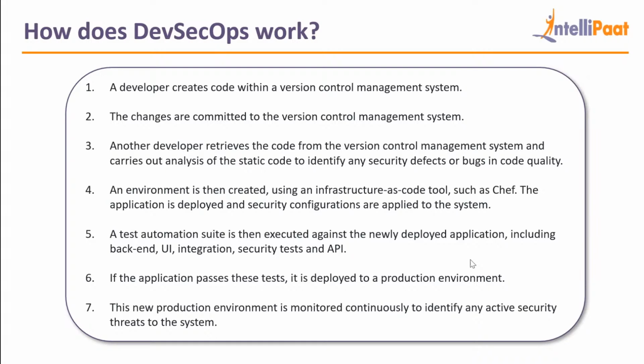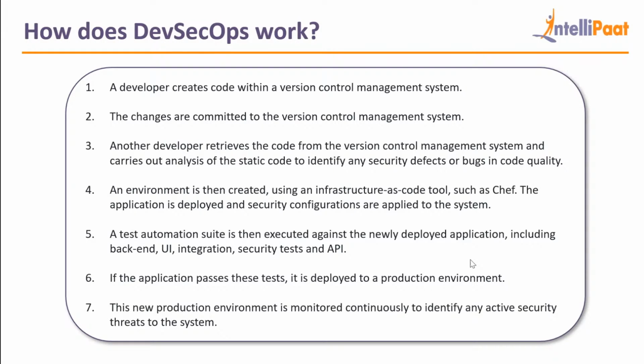Another developer retrieves the code from the GitHub repository to his local system and carries out analysis of the static code to identify any security defects or bugs in code quality. So a developer pushes it into GitHub, another developer retrieves it and checks for security vulnerabilities, defects, or bugs.